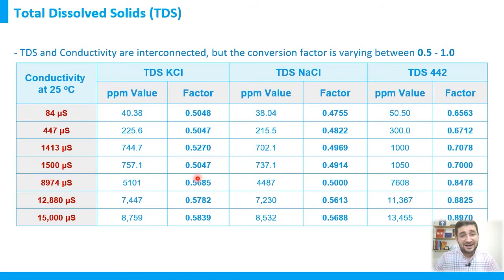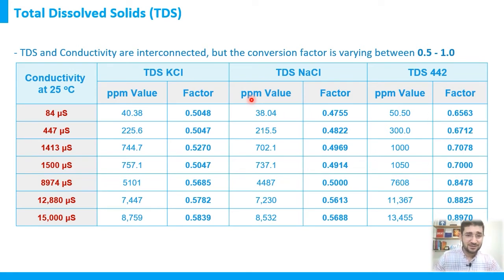This is a very important example about why we cannot specify an exact conversion factor. It's not correct if you find sometimes that, okay, as a rule of thumb, you can multiply the conductivity by 0.65. It's not correct. Or as a rule of thumb, you can multiply the conductivity by 0.7 to get the TDS. It's incorrect because that depends on many factors.